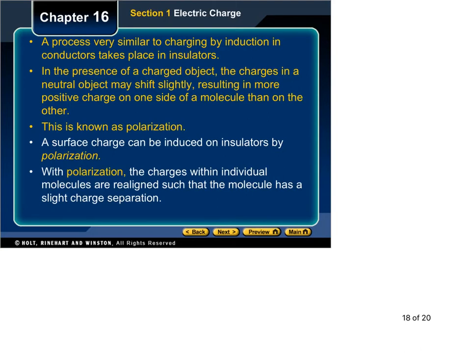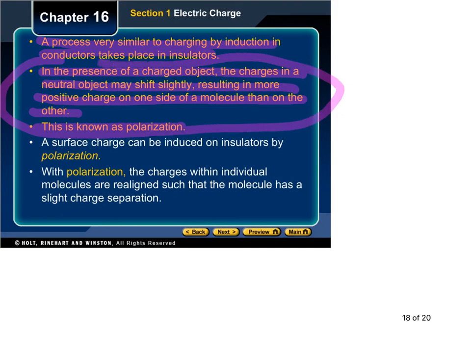And one more process we're going to get to. It's very similar to induction, slightly different. In the presence of a charged object, the charges in a neutral object may shift slightly, resulting in more positive charge on one side of the object than on the other. We call this polarization. It's a pretty good definition there for it. So, we get what we call a surface charge by polarization.